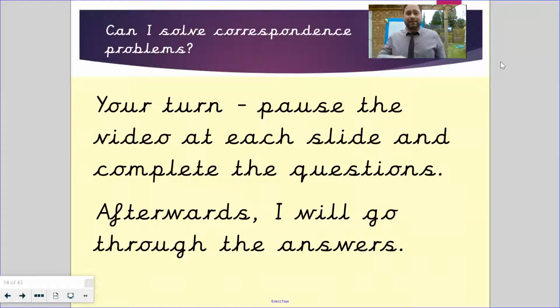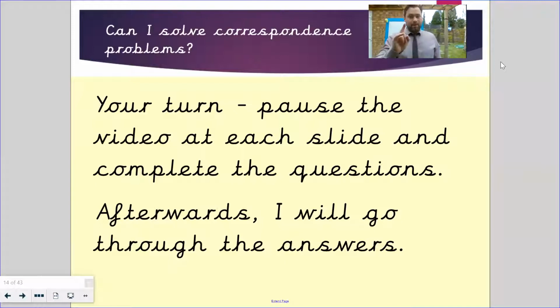Of course, if you're finding the first question really difficult and spending quite a lot of time on it, then maybe don't go on to the next slide. Just do what you can. Please don't spend more than an hour answering these questions, okay? Once I've gone through all the slides, I'm going to go back and go through the answers with you so that you can mark your work and then put it up onto Tapestry.